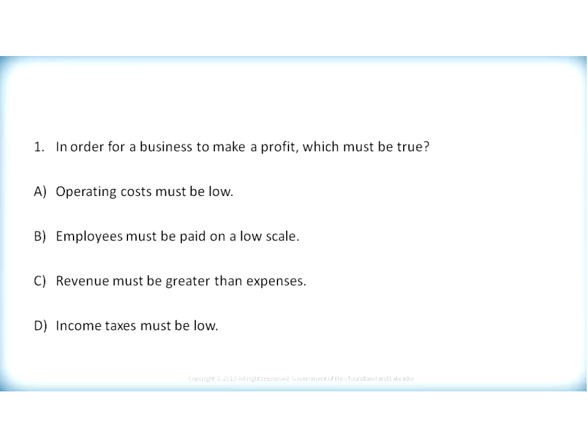Okay, ideally, operating costs are low, but that's not necessarily a requirement for a profit, because if operating costs are high, you can still make a profit if you still make a lot in revenue. So this is not an example. Employees must be paid on a low scale? Well, lots of businesses can be profitable and still pay their employees a good wage. They don't necessarily have to be paid on a low scale. Again, if the business is making a lot of money, making a lot of sales, they can still make a profit even if their employees are paid well. So that's not necessarily true.